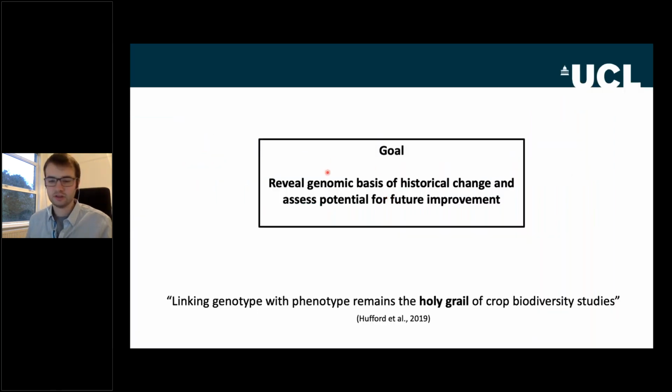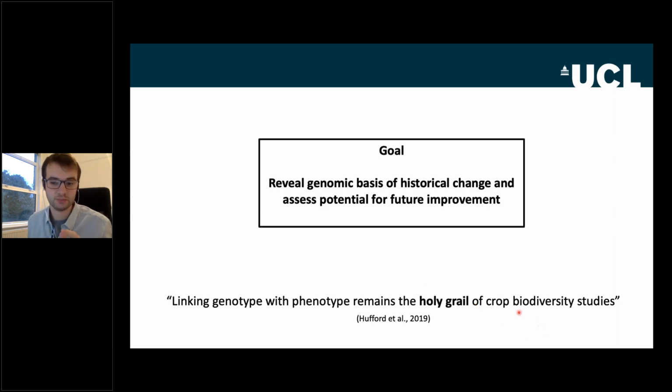As I just mentioned, the goal is to look over a period of 20th century breeding and reveal the genomic basis of historical phenotypic changes, and then to assess the potential for future change from that pool of genetic variation. This goal means that you have to establish clear relationships between genotypes and phenotypes, and that's been called the holy grail of crop biodiversity studies. To me, this term holy grail implies that it's a difficult task.